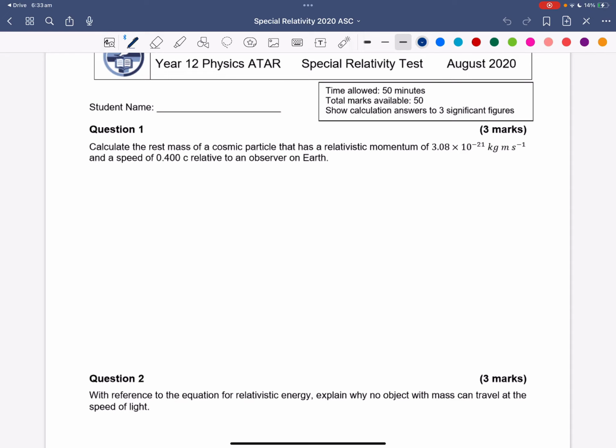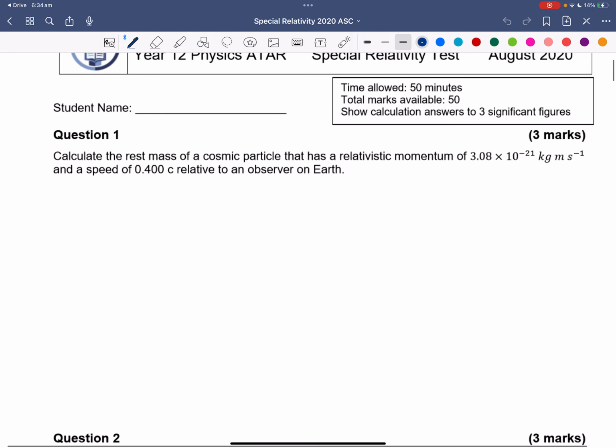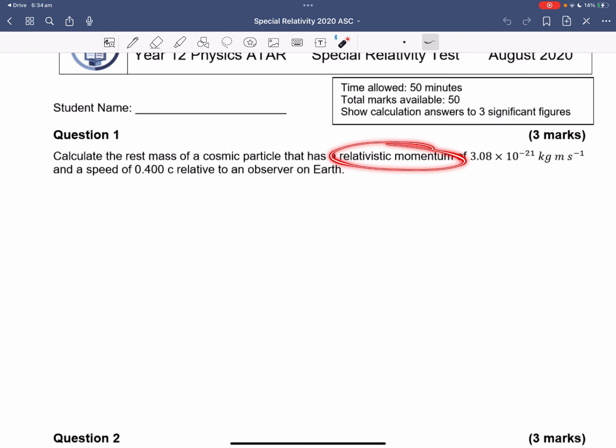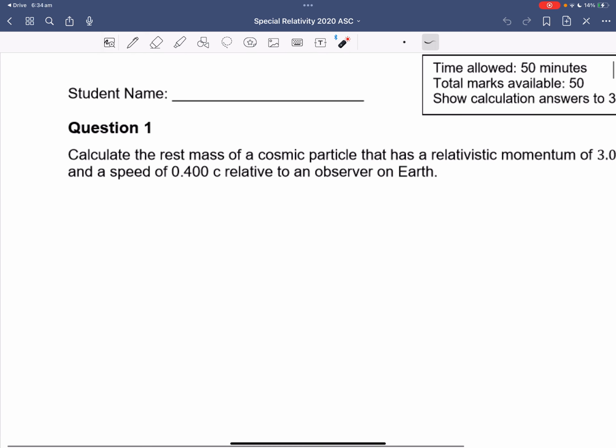Okay, let's do special relativity test 2020 ASC. Alrighty, question 1. Calculate the rest mass of a particle that has a relativistic momentum of that and a speed of 0.4 c relative to an observer on Earth. So obviously the question has something to do with relativistic momentum. They're telling us the relativistic momentum.